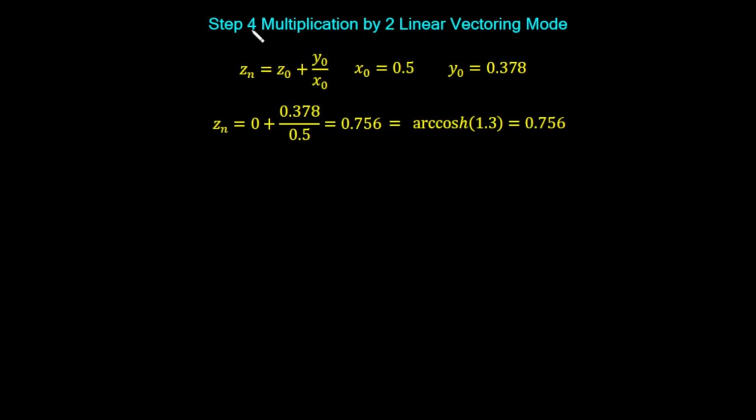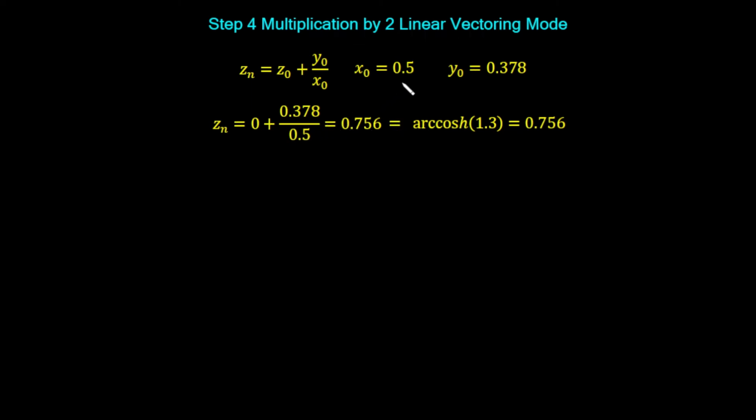So the final step is step 4. So we're going to have to multiply by 2. So again, we use the linear vectoring mode, and we'll have our Zn is equal to Z0 plus Y0 upon X0. And we can set our X0 to a value of 0.5. And the Y0 is the output of the previous step, which is 0.378. So we should get a value of 0.378 upon 0.5, which is equal to 0.756.